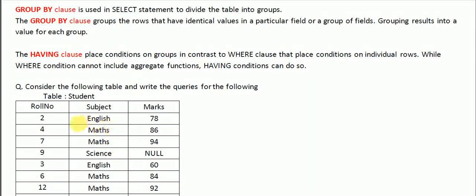Now, as you can see in this table, we can have groups like English subject, then maths, then science. So if we group this table on the basis of subject, we will have English group 1, maths group 1, and then science group 1, and in this way the groups are formed, and for each group a single result will be given. Let's see the following question.